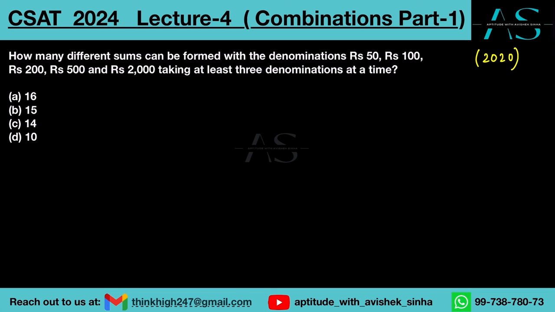How many different sums can be found with the denominations rupees 50, 100, 200, 500 and 2000? All of them are different from one another. So we have got how many types of denominations? 5 types.